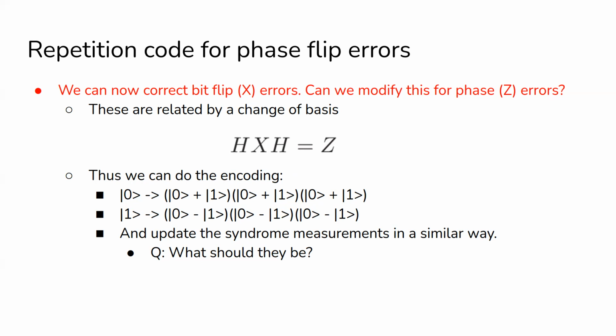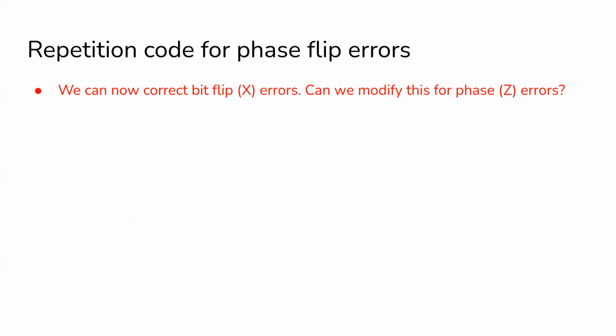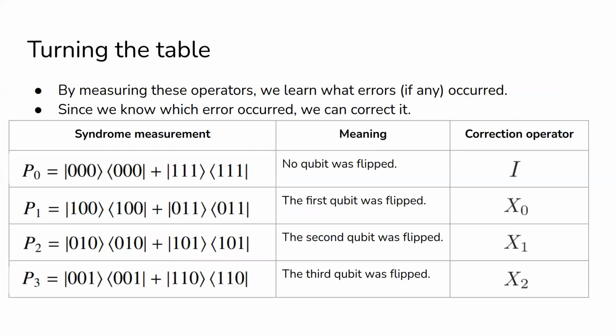And you can update the syndrome measurements in exactly the same way. I have it as a question, but the answer is that it's the same table from the previous slide, but everywhere you see 0, you replace it with a plus, plus meaning the plus state 0 plus 1. And everywhere it's a 1, you replace that with a minus, minus being the state 0 minus 1. So that's the answer. We can use exactly all the same framework that we just developed for phase flips.